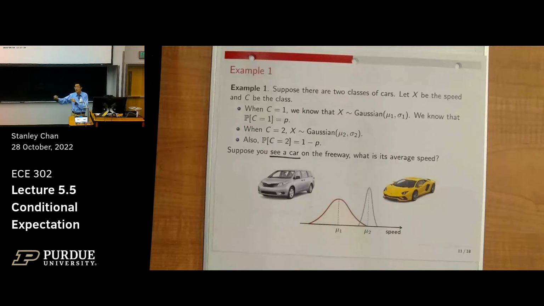If you pick the second car, you have a higher mean. So I do just tell you that, hey, you see a car on the freeway. You don't know which car it is. I ask you, what is on average the speed? So you can do this decomposition. You can find out the expectation.